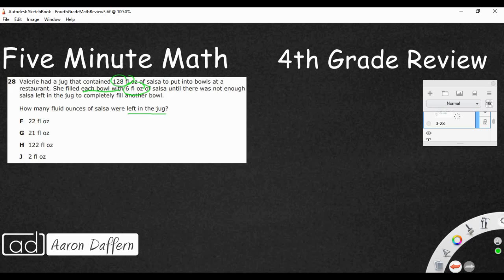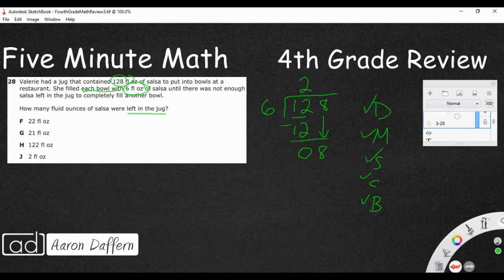So we are going to be dividing our 128 fluid ounces of salsa into bowls that each contain 6 fluid ounces. And you're going to keep filling bowls until you don't have enough to fill another one. So 6 goes into, let's put that down. 6 does not go into 1, but 6 does go into 12 twice. 6 times 2 is 12, so we're going to subtract, and that's going to be 0, so that's a good check.